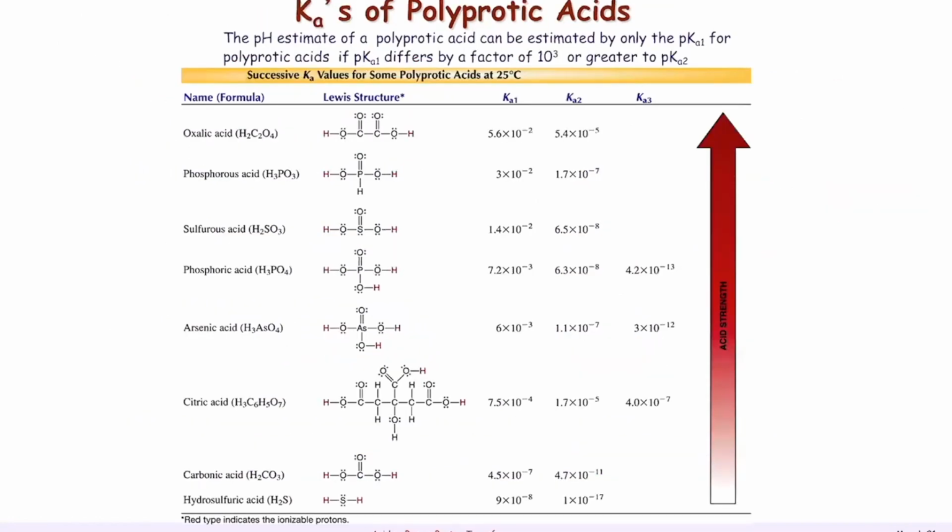Here are more polyprotic systems. This is oxalic acid. Oxalic acid is diprotic. This is phosphorus acid. Phosphorus acid, remember, is H3PO3.